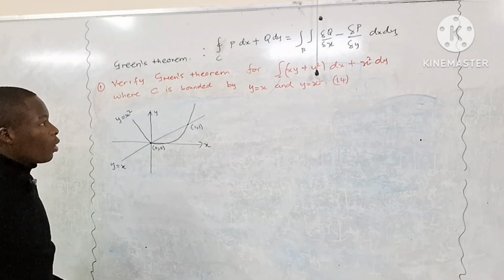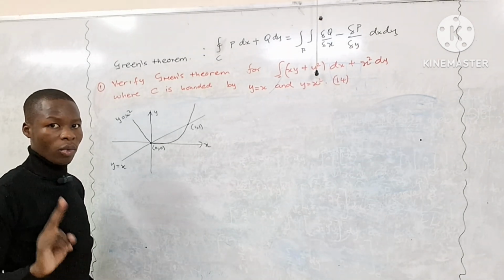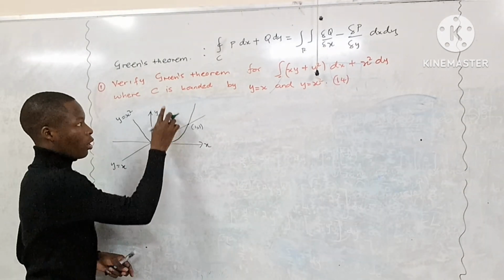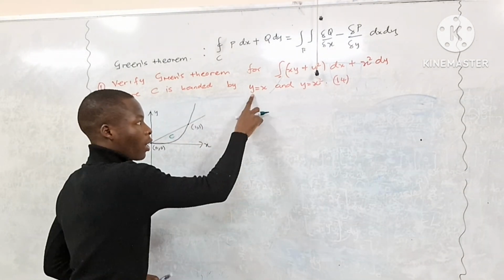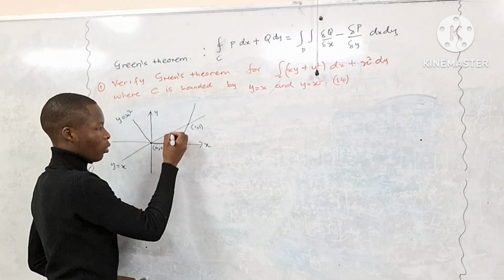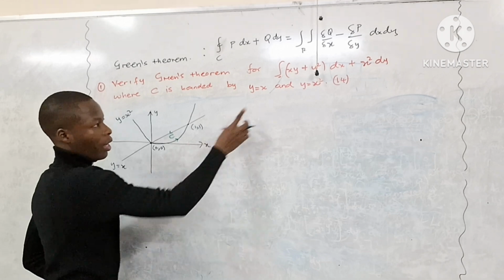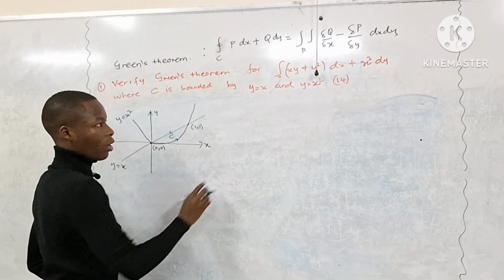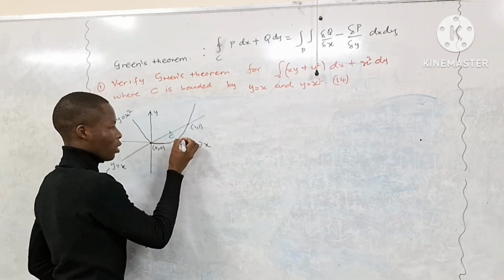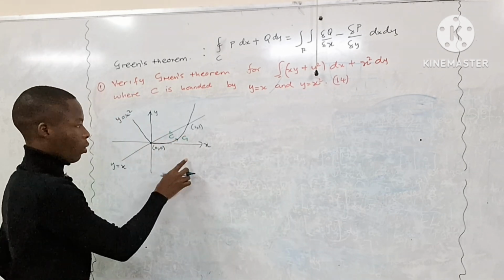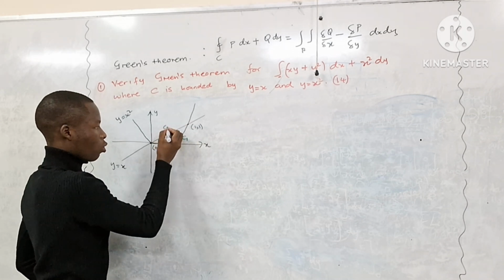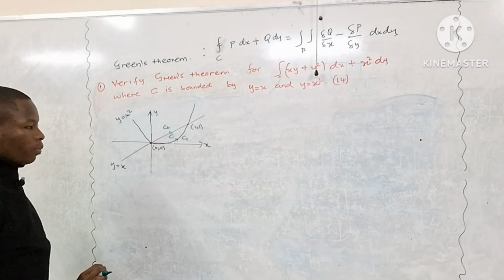Okay. If you check, we have two curves. So this is region C. Region C is bounded by y is equal to x and y is equal to x squared. I'm going to call this part of the curve, y is equal to x squared, C1, curve 1. And from here to here, this is curve number 2. So I'm going to call it C2.